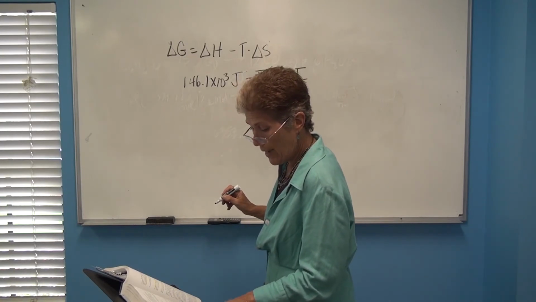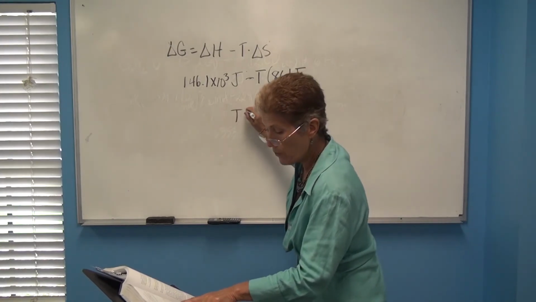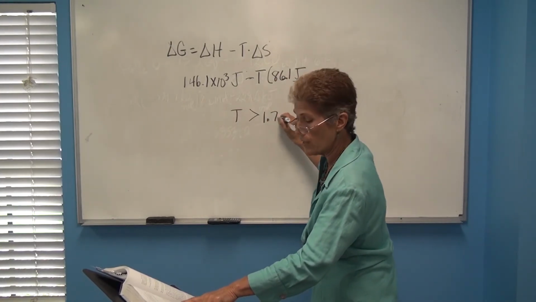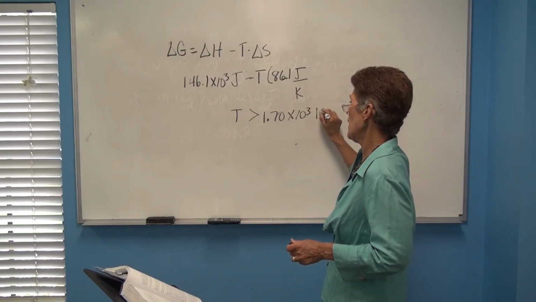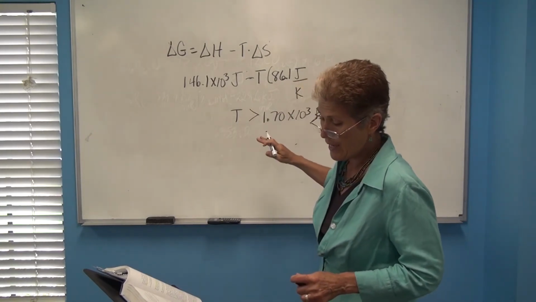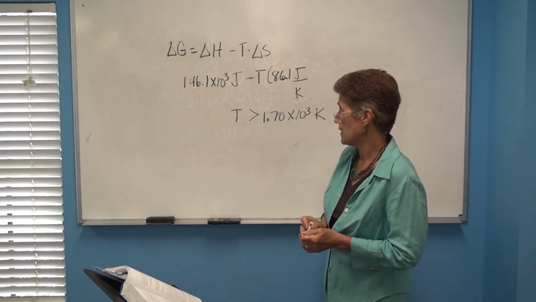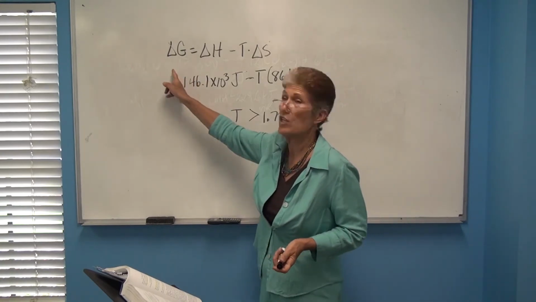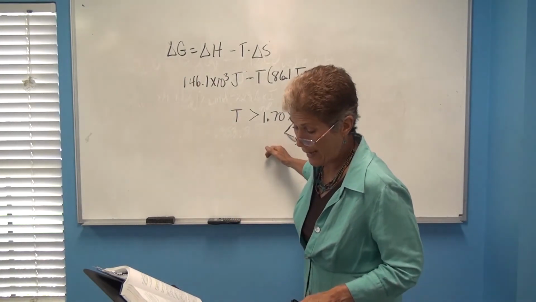Now, if you do this and you solve for T, you end up with T is greater than 1.70 times 10 to the third Kelvin. And that is where this reaction would be spontaneous, because remember, to be spontaneous, delta G has to be negative. So that would be the answer for A.